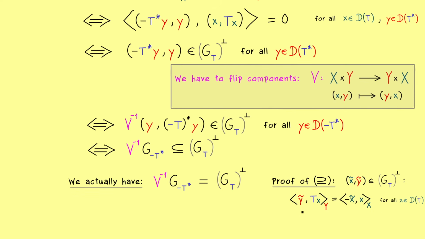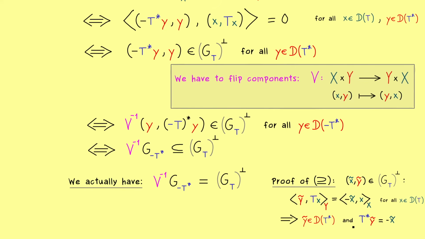And now the important thing is that this equality holds for every x in the domain of T. And there we immediately recognize the definition of the adjoint of T. We get that y tilde lies in the domain of T star, and the value of it is given by minus x tilde. So more precisely, T star of y tilde is equal to minus x tilde.